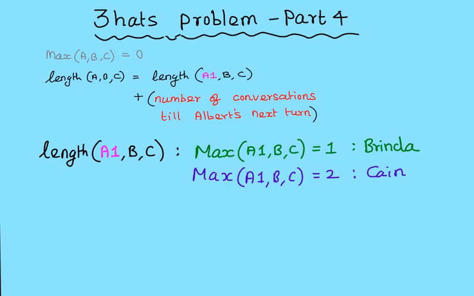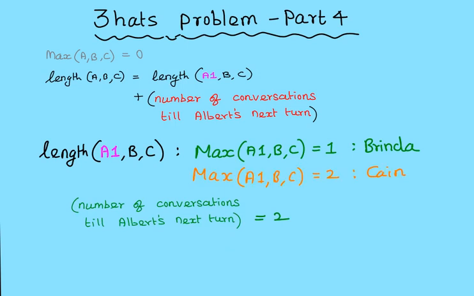If it is Brinda's turn, then Albert's turn comes after Cain's. So there will be two conversations. So number of conversations till Albert's next turn is equal to 2. If it is Cain's turn, Albert's turn comes next. So there will be one conversation. So number of conversations till Albert's next turn is equal to 1.